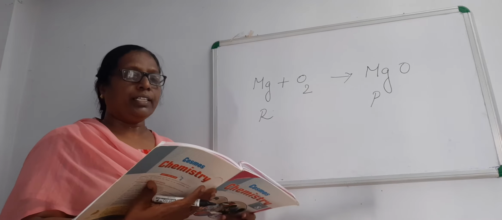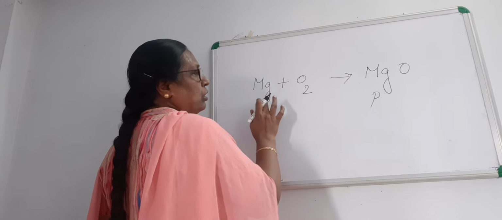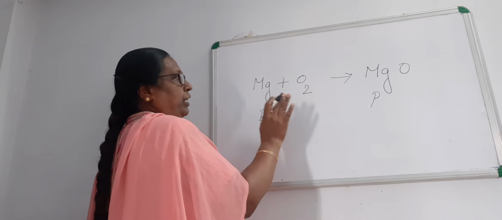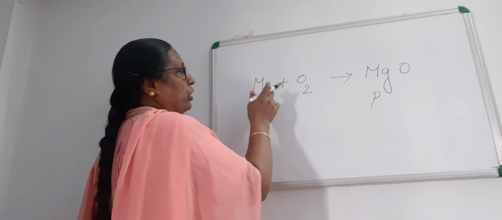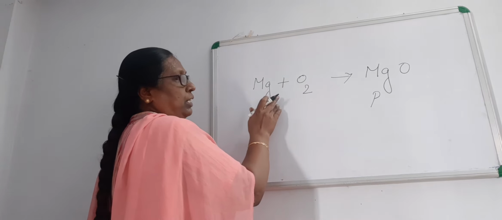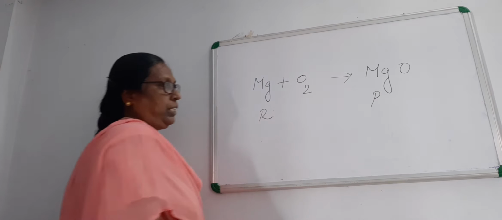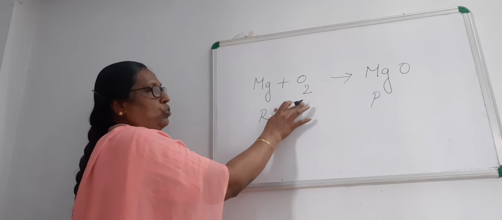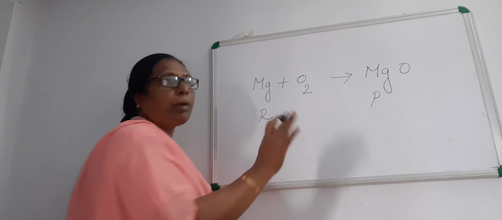When you are writing anything, here this is not balanced. Whenever you are writing an equation, it should be balanced. What does it mean that it is balanced? The number of atoms of each element on the reactant side should be the same as on the product side. Here Mg has 1, oxygen has 2. Here Mg has 1 and oxygen is 1. It is not balanced.